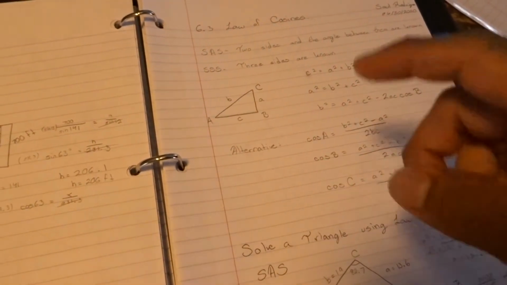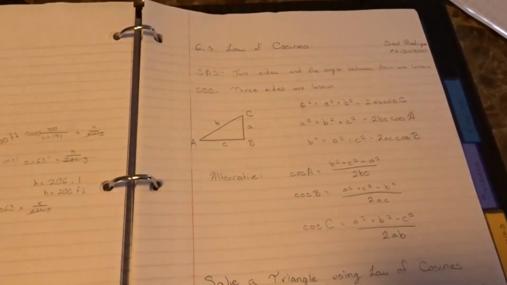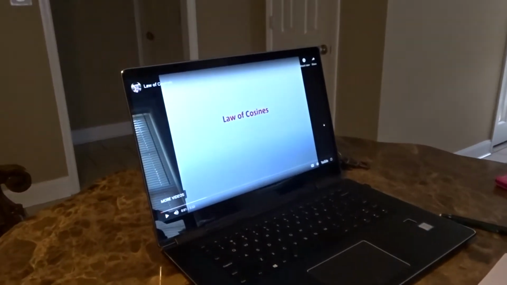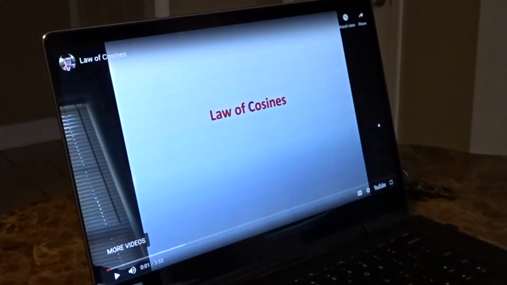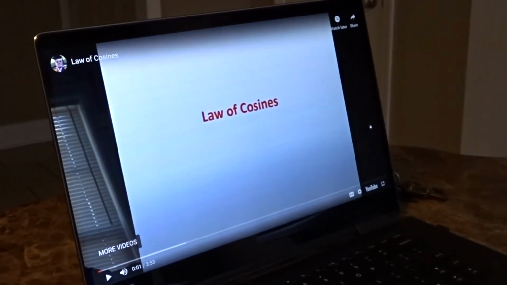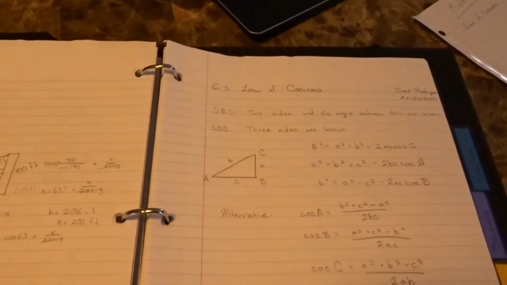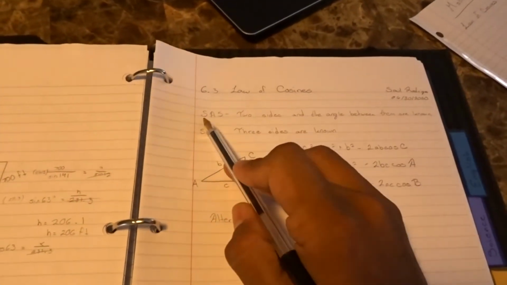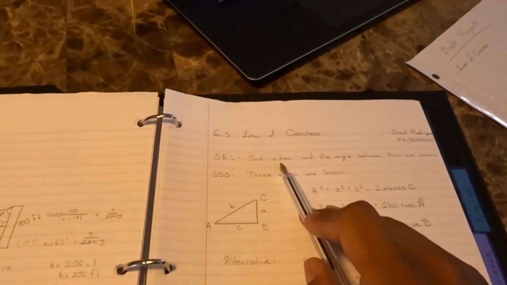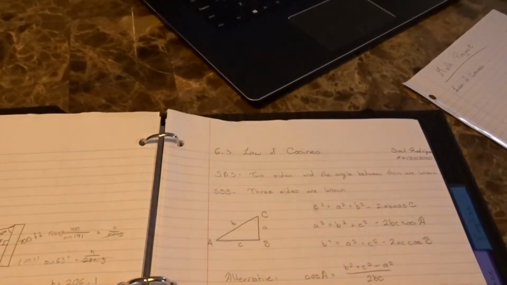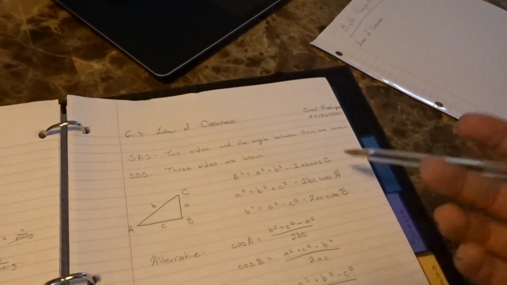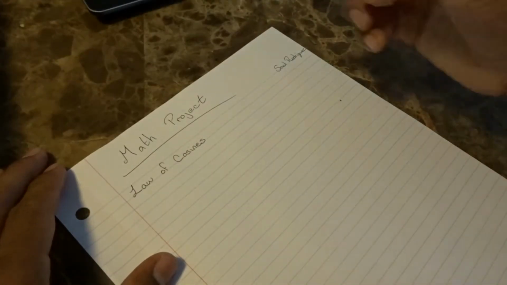So we're inside now. As we can see, here are my notes for the law of cosines taken from 6.3 Law of Cosines by Professor Kellum. So as I mentioned, we have side, angle, side: two sides and the angle between them. So we're going to use one of our formulas. Here we have my paper.